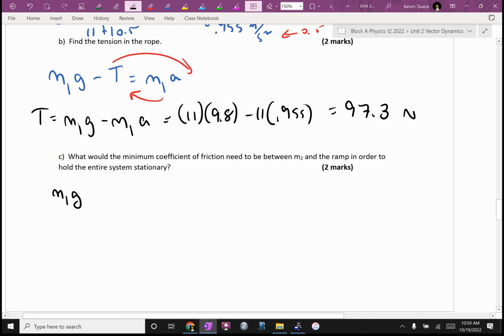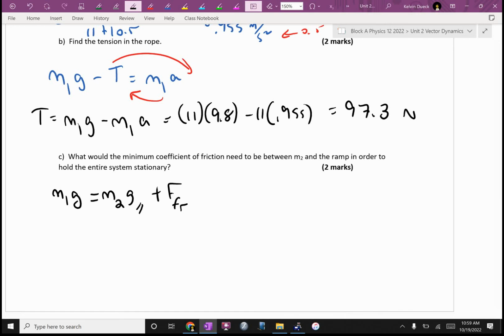M1G, the tensions are going to cancel, so I didn't bother writing them. M1G minus M2G parallel minus friction equals 0, because A is 0. Or you could have said everything down the ramp has to equal everything up the ramp. I probably would have said that, because it's a tie.